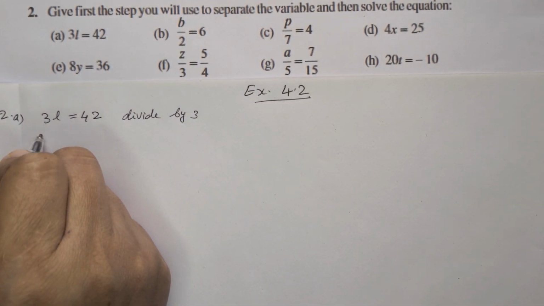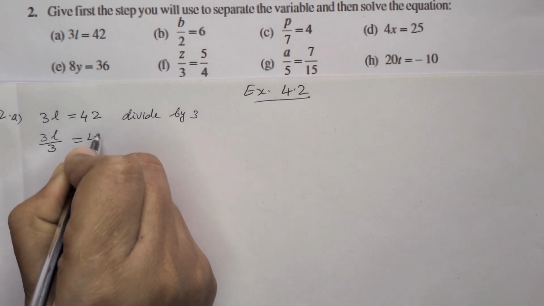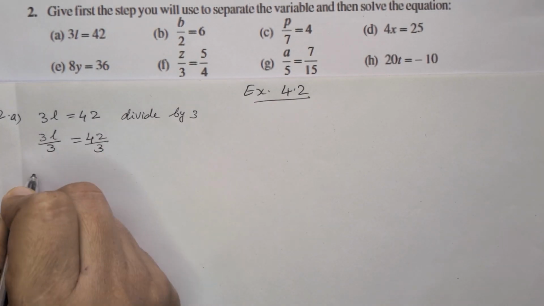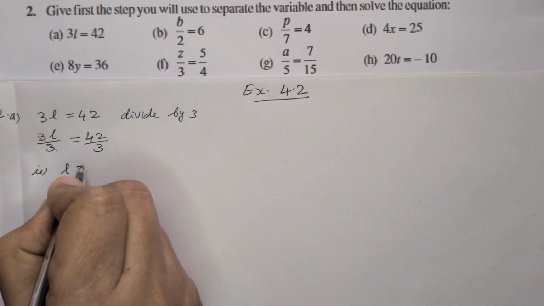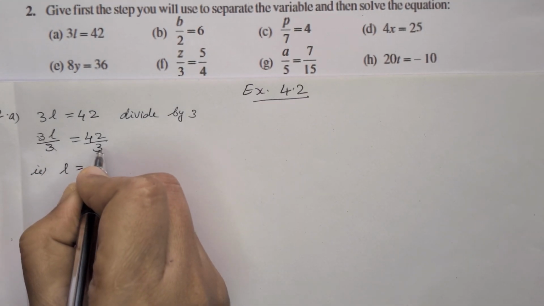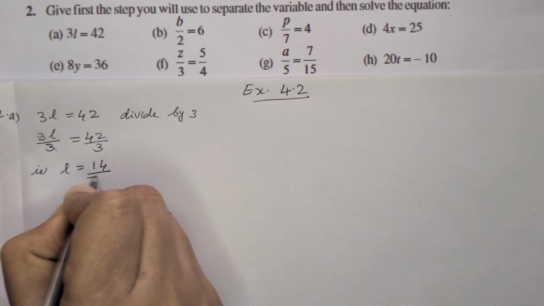So when we are dividing, 3L by 3 is equal to 42 by 3. That means this 3 and 3 will cancel. L is equal to, when we are dividing 42 by 3, 14. So L is equal to 14.